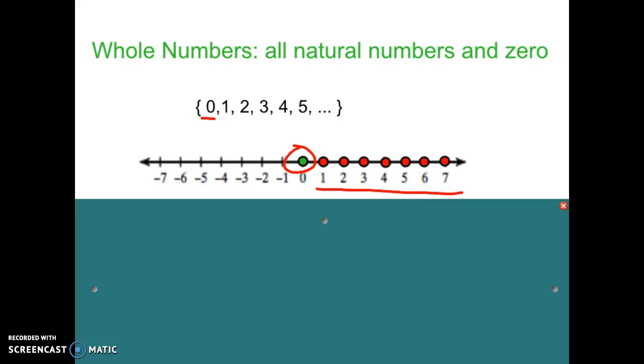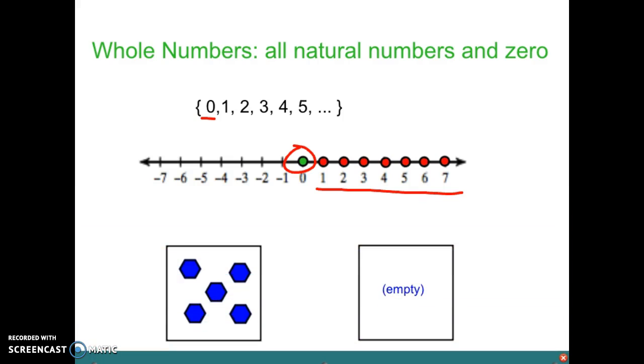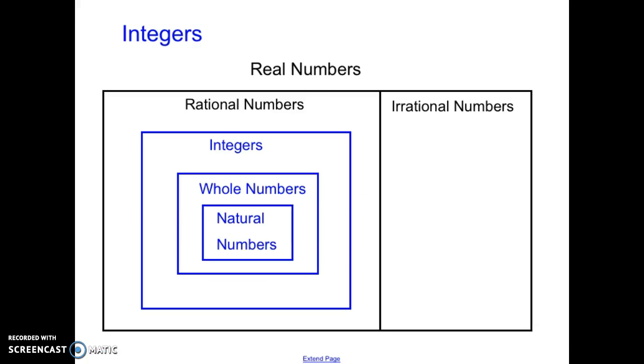For the natural numbers, I suggest counting piles of stones on the beach. For whole numbers, I say count the number of objects in a box. Turns out you may have several objects in the box, or the box might be empty, so 0 is also included. The next biggest subset of real numbers are the integers.